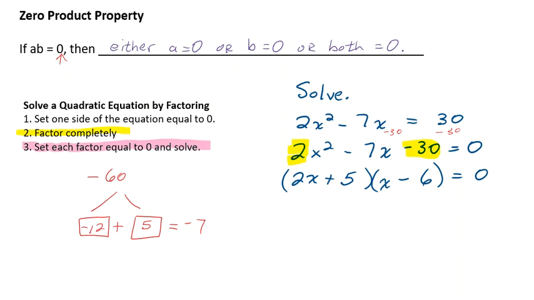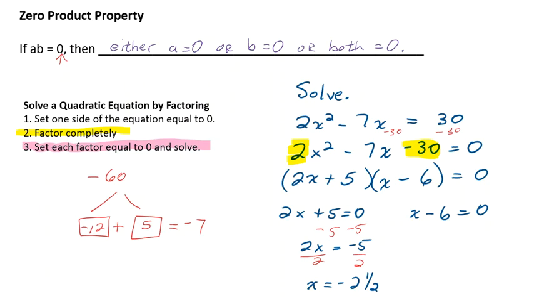We're going to set each factor equal to 0. So I have these two factors that multiply together to be 0. So either the first factor has to come out to be 0, or the second factor has to come out to be 0. So in order for the first factor to come out to be 0, let's solve this and see what we get. It looks like x is going to have to be negative 5/2, or negative 2 1/2. In order for the second factor to come out to be 0, it looks like x is going to have to be 6. Okay? So these are the two solutions, and we could write our answer in a solution set if we wanted to.